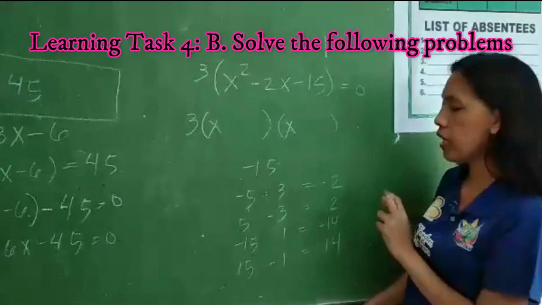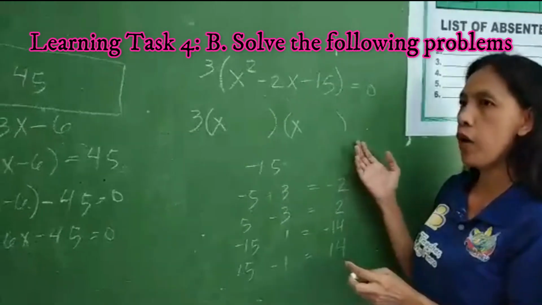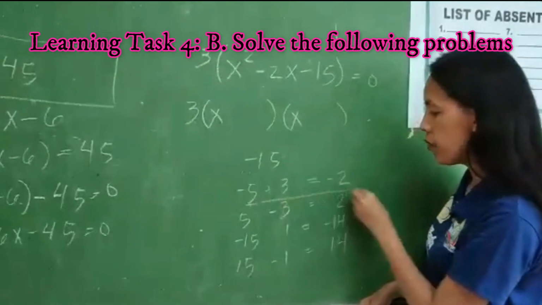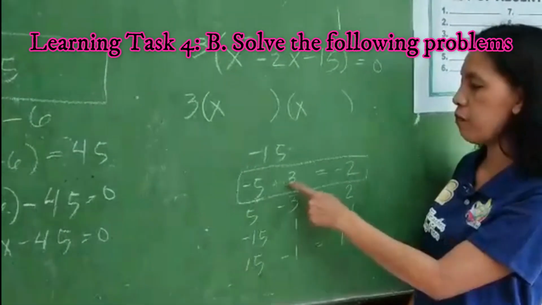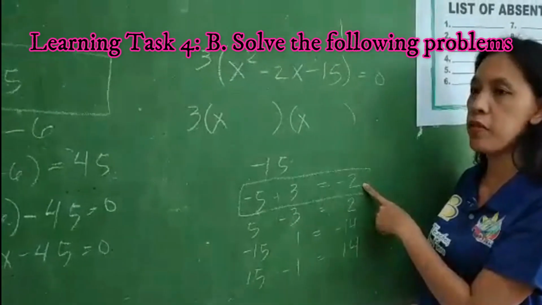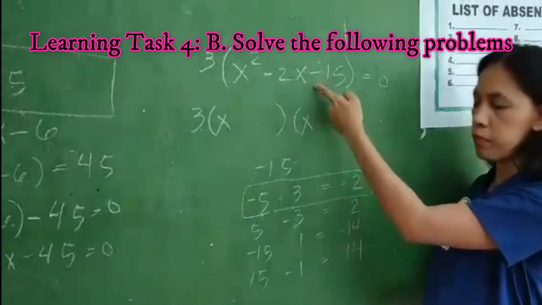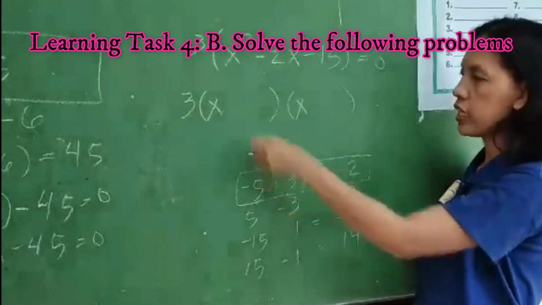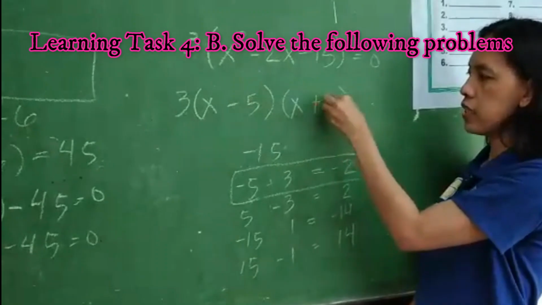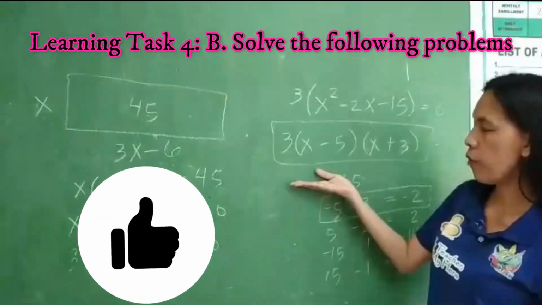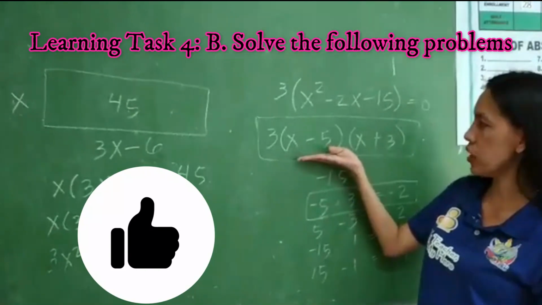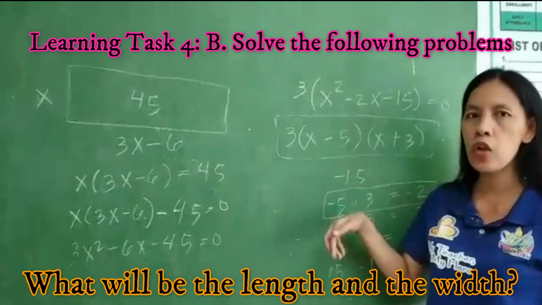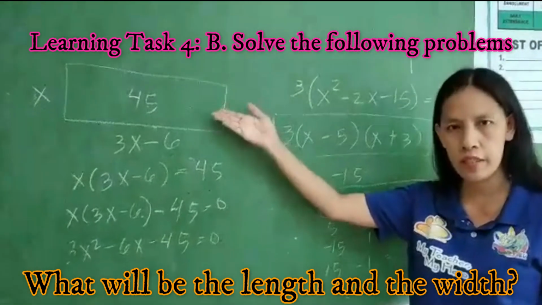What is the middle term of our given trinomial? Okay, correct. Negative 2. Since the sum of negative 5 plus 3 is negative 2, and that is the middle term of x squared minus 2x minus 15, therefore the last terms of our factors are negative 5 and positive 3. Our solution is 3 times the quantity x minus 5, the quantity x plus 3. What will be the width and the length of the given rectangular lot?